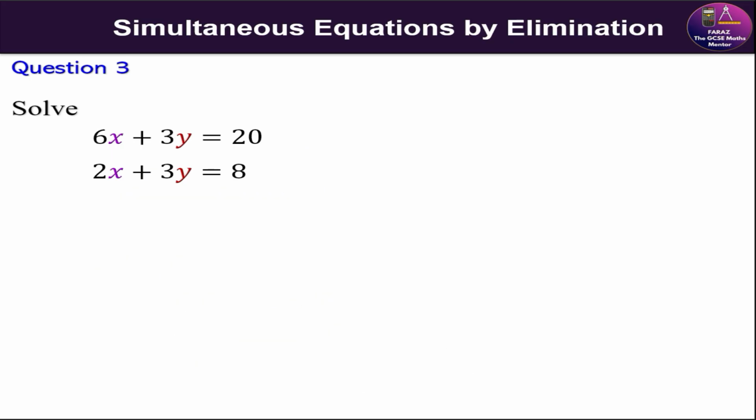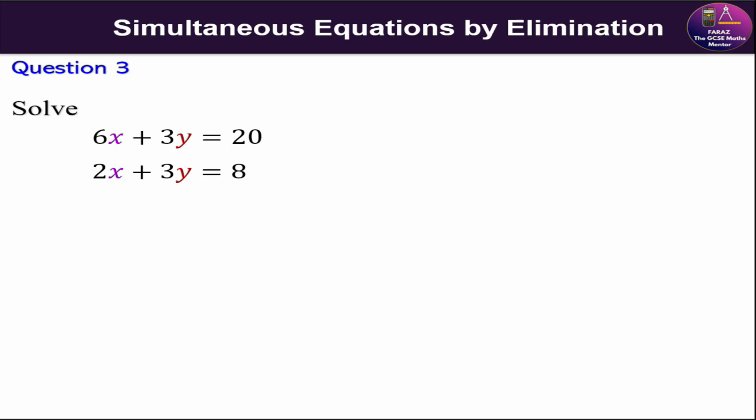It is 6x plus 3y equals 20 and 2x plus 3y equals 8. Now we always have to check the coefficients. Here in the first equation the coefficient of x is 6, and in the second equation the coefficient of x is 2. So they are different. But in equation 1 the coefficient of y is 3, and in equation 2 the coefficient of y is 3. So the coefficients of y are the same. So we can easily eliminate y from both of the equations.